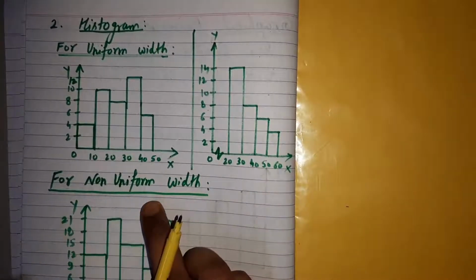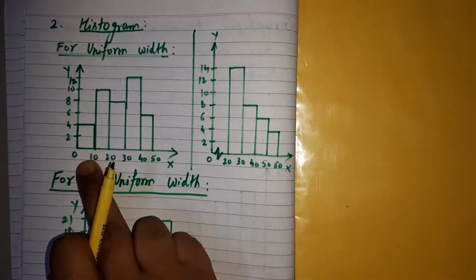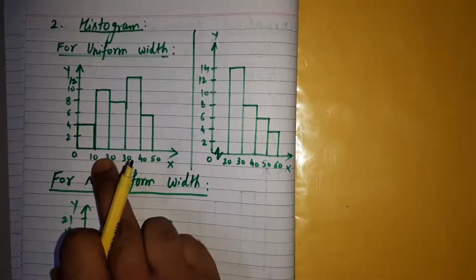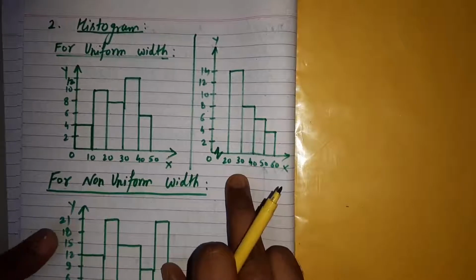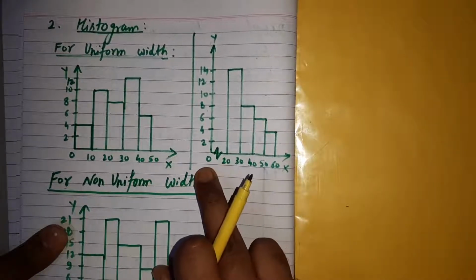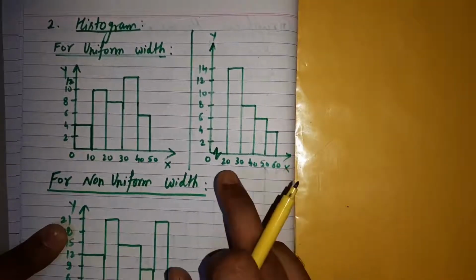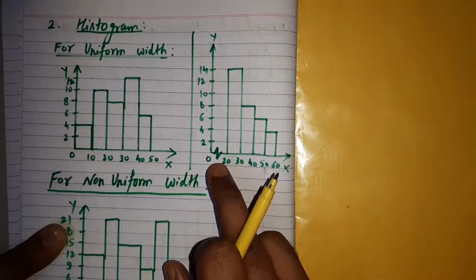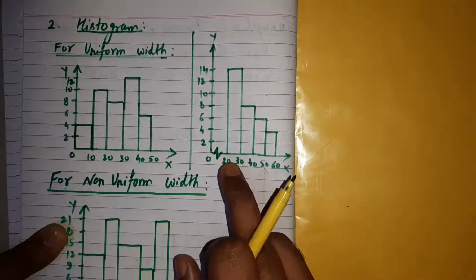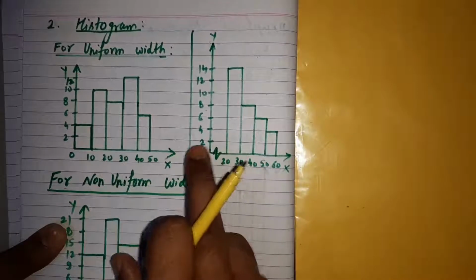Okay, in the first histogram at the starting the difference is 10, and later on the difference is also 10. But in the second histogram at the starting the difference is 20, but later on the difference is 10, which is same. So here we have used a symbol, and this symbol is called kink or break on the axis. If we have a condition like this, then we can use this symbol. Okay, so these two figures are for uniform width.